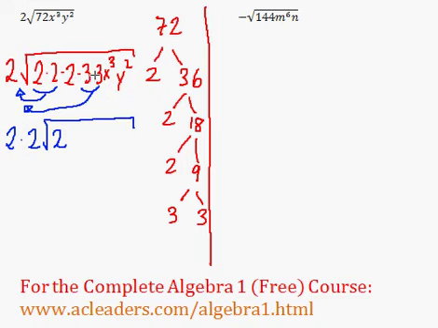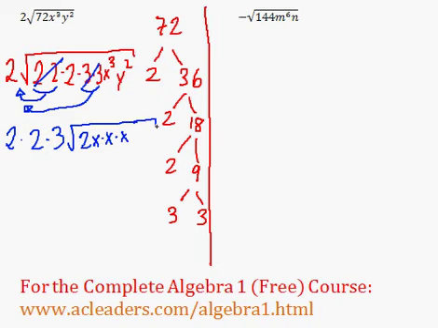And, oh, whoops, I actually forgot to take out the 3, because we had a pair of 3s, which just becomes a 3 outside the radical. So all these guys are gone, except for the 2 and the x cubed and the y squared. So we have x cubed. So I'm going to write that as x times x times y squared, which is just y times y.